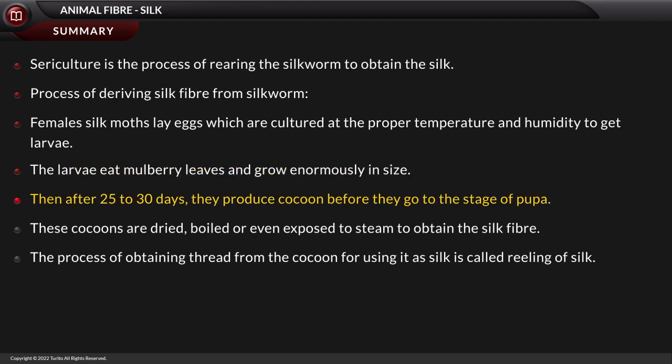Then, after 25 to 30 days, they produce cocoon before they go to the stage of pupa. These cocoons are dried, boiled, or even exposed to steam to obtain the silk fiber. The process of obtaining thread from the cocoon, for using it as silk, is called the reeling of silk.